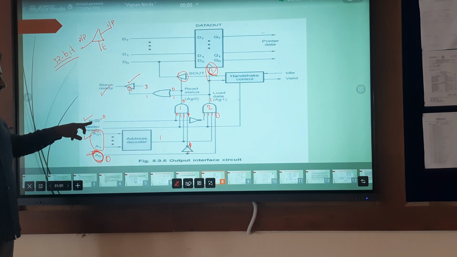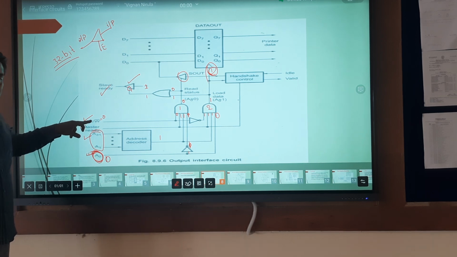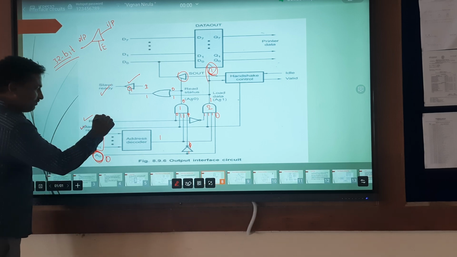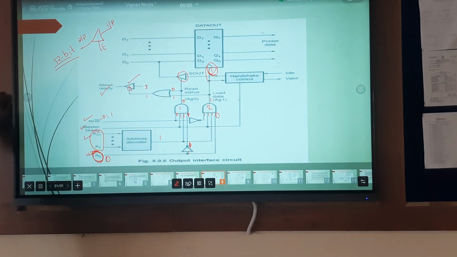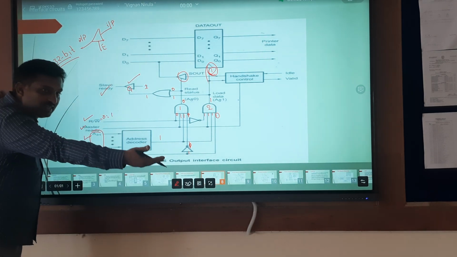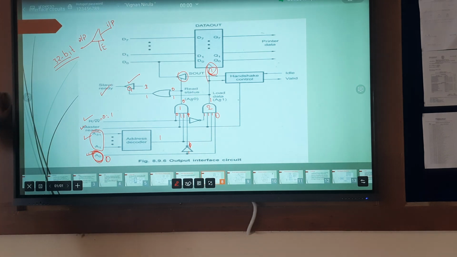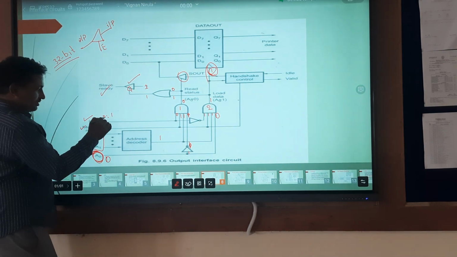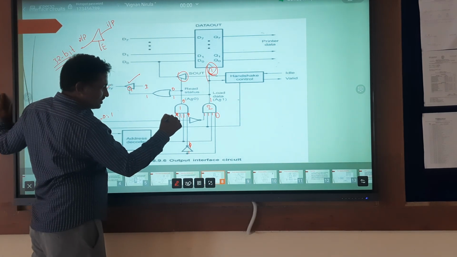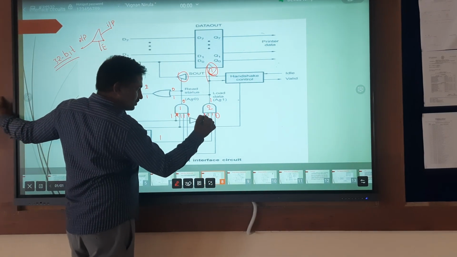Okay, now look at this. Here we are not going to perform the write operation. We are going to perform the read operation. Then why? Because we are going to read the status of the data out register. That's why it is a read operation, so that is equal to 1. So now this becomes 1 and this becomes 0.